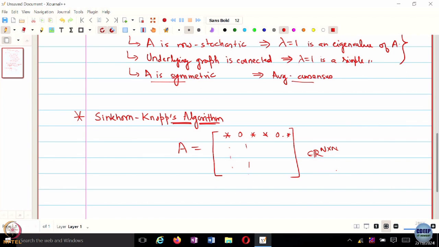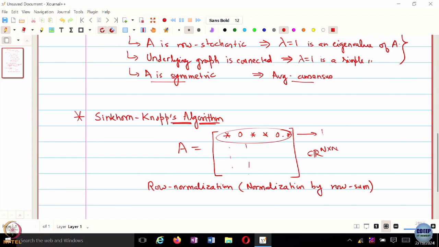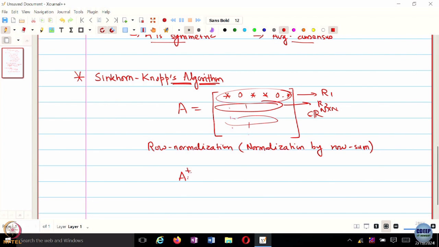Now what Sinkhorn-Knopp's algorithm does is, in the first iteration, you are going to do row normalization, that is, normalization by row sum. So you are going to get these row sums. Let's say this gives you R1, this gives you R2, R3 and so on, and then you construct a new A, let's call it A plus, which is going to be this entry divided by R1, and so on. Likewise, this entry divided by R2. So you are going to do a simple row sum normalization of every row so that it becomes row stochastic. So that's step one.